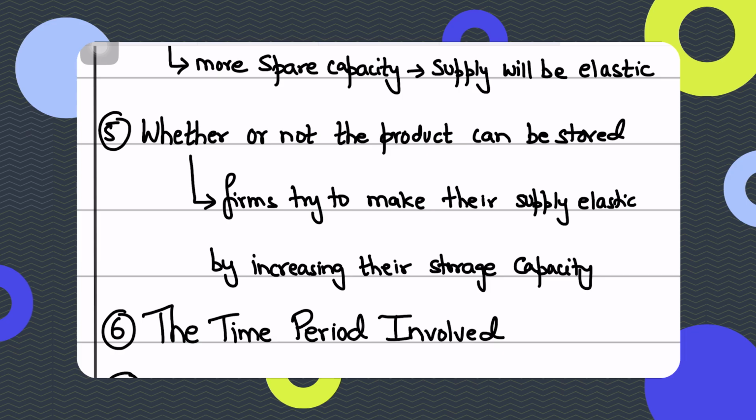So storage capacity always makes your supply elastic, because it gives you a platform to store the stock, and whenever demand shoots up and price shoots up, you pick out the stock from there and supply it in the market. Sweet and simple, pretty easy. So if the product can be stored, the quantity supplied can be adjusted relatively easily in the event of a price change, and the supply would be elastic, right?